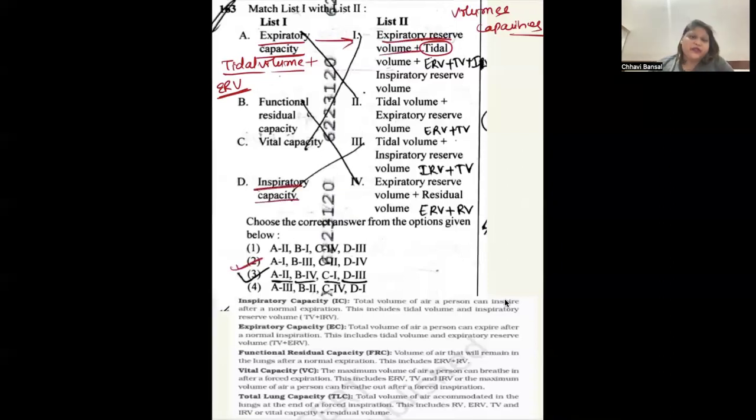In the same way, as we have expiratory capacity, we have inspiratory capacity also. In inspiratory capacity, we have tidal volume plus inspiratory reserve volume. What is the option here? Tidal volume. Sorry, I matched the wrong one.